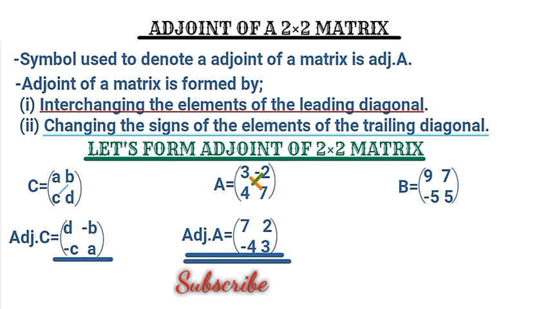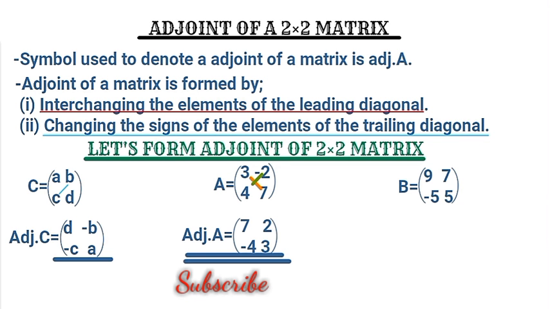Okay, now let's go to the third question. I want you viewers to pause this video and try to find the adjoint of this given matrix. We have matrix B, which has 9, 7, negative 5, 5 as elements. So pause the video and find the adjoint of this matrix. When you are done, you can play the video and check the answer we are going to get. All right, I presume that you paused the video and worked this one out. So let's go and do it.